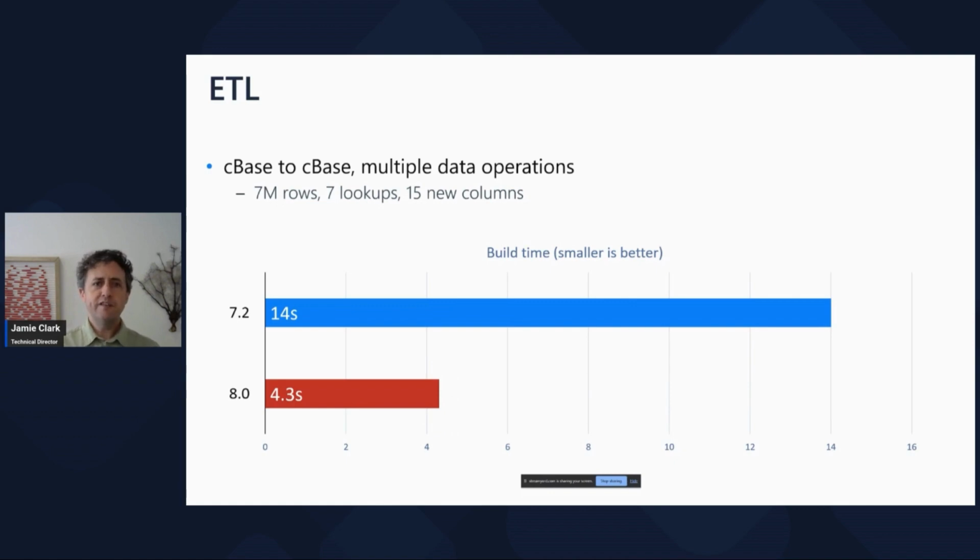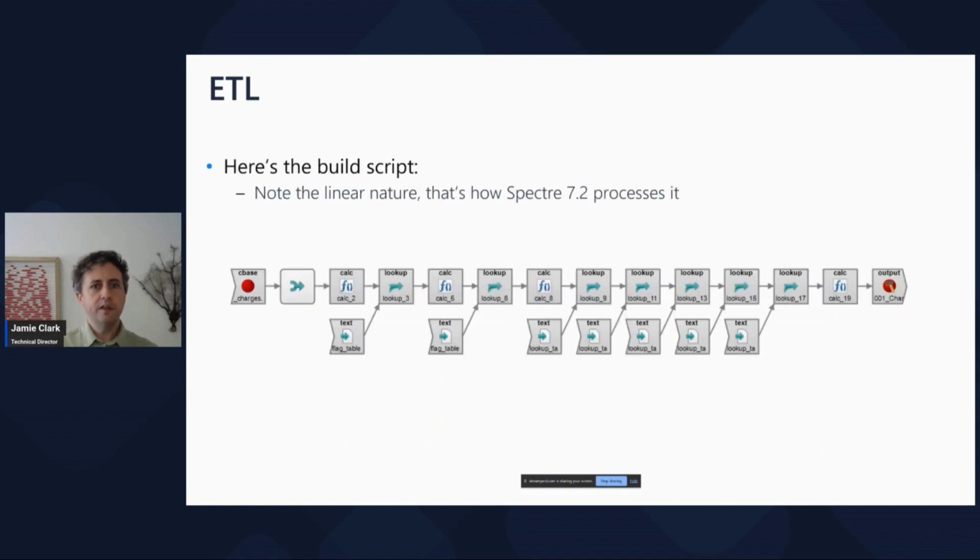What's the difference? Now, the big advantage here is from the DFG project. Instead of processing that script in a linear fashion, it's able to do a lot of those operations in parallel. To give you an idea how that works, I want to show you that script. Here's what it looks like in Workbench.